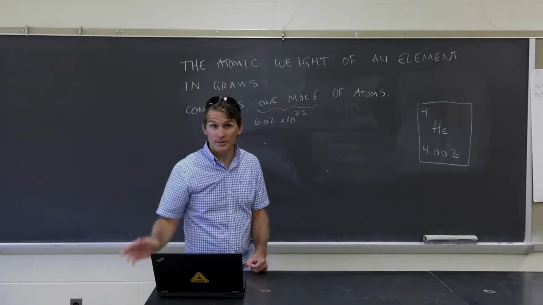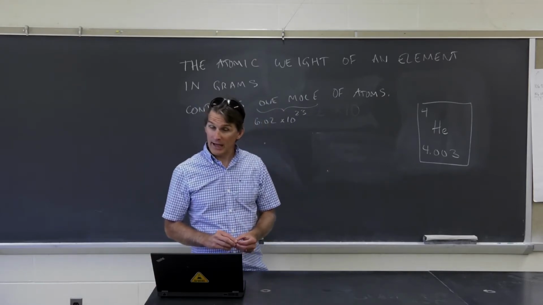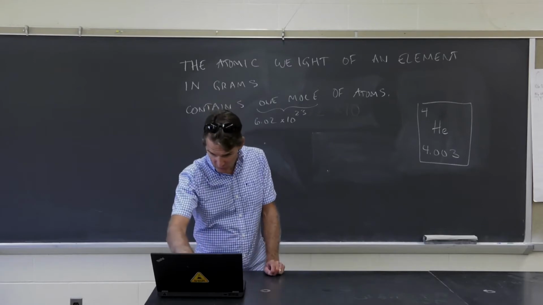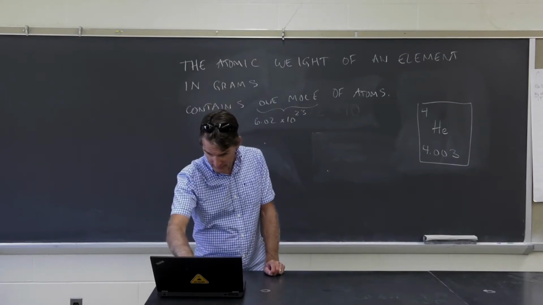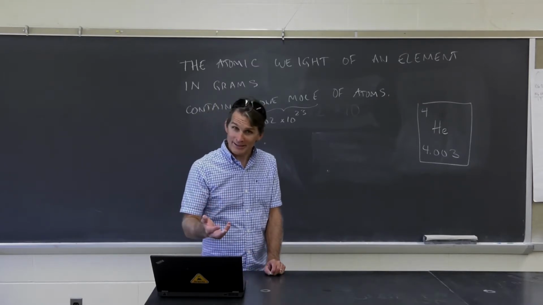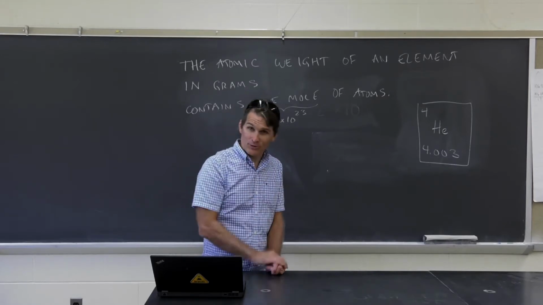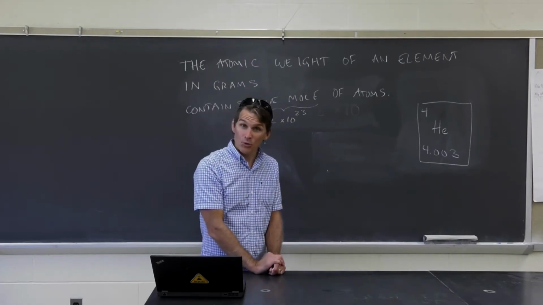So like gold, its symbol is Au. Its atomic number is 79. And if we look at gold's atomic weight, it's 196.967 grams. So if I have 196.967 grams of gold, I know I have 6.02 times 10 to the 23rd gold atoms.